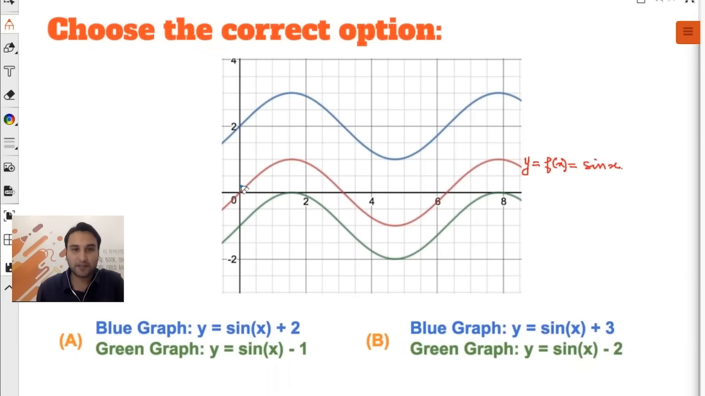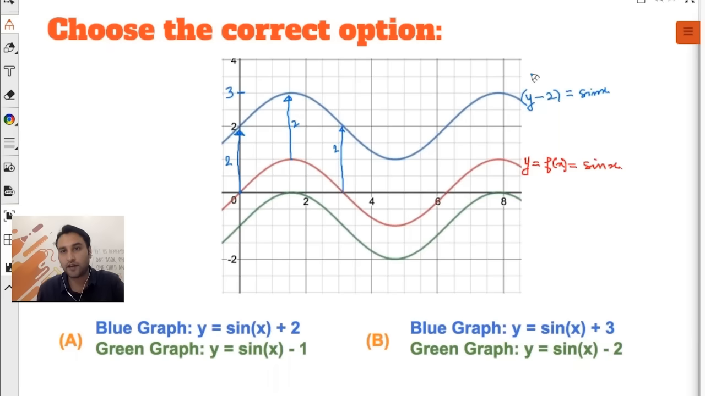Okay, see what has happened. Just look at this. This 0 has shifted up to 2, right? So the entire graph has shifted up by 2. This point was 1, this point has become 3. So you can see all the points have shifted up by a gap of 2. So when the graph shifts up by 2, there are two ways to visualize it. Either you replace this by y minus 2 is equal to sin x.